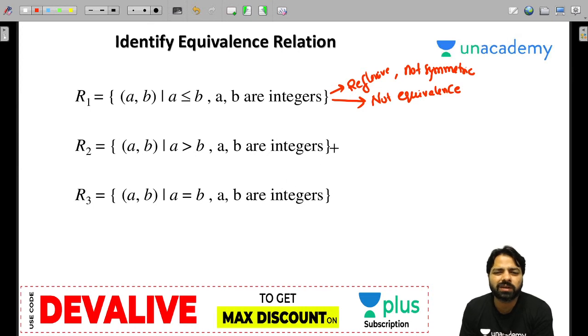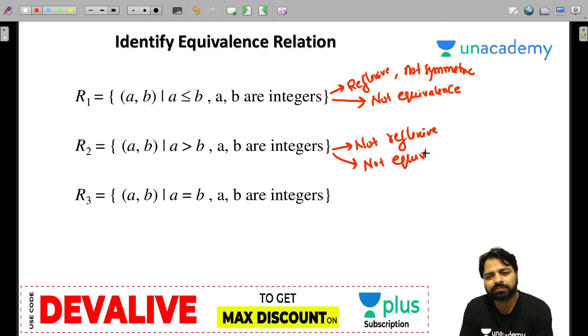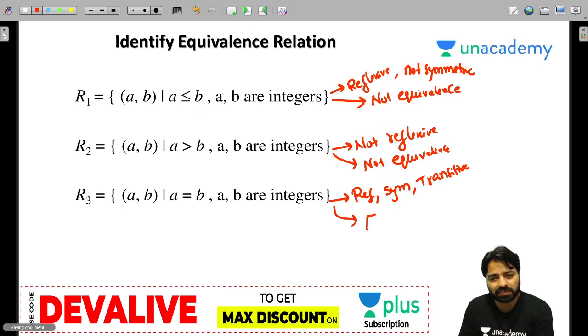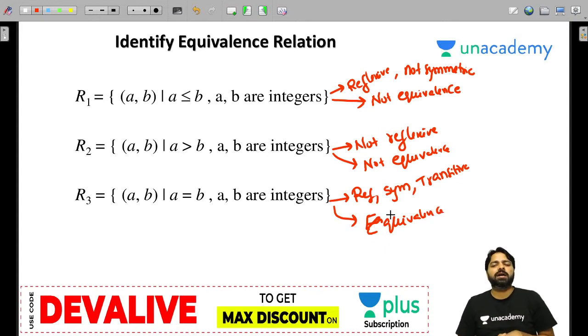Okay, what about this one? Not reflexive. Directly answer it. Not equivalence. No need to check the remaining. And you have only diagonals. It will satisfy reflexive, even it satisfies symmetric, even it satisfies transitive. We just verified it. So it is equivalence. Yeah, only R3, yes. Only R3.